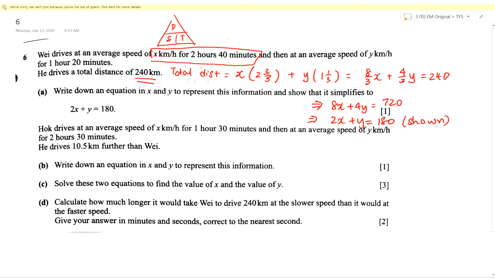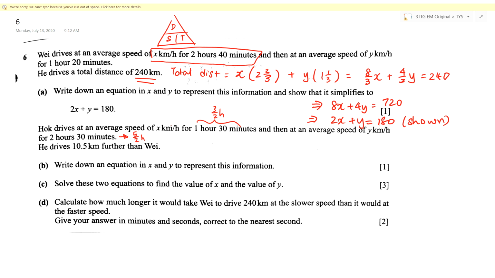So if you have another person, he drives at an average speed, the same x kilometers per hour, and over here we've got 3 over 2 hours, and the same y value, but this over here is 5 over 2 of an hour. And he drives 10.5 kilometers further.